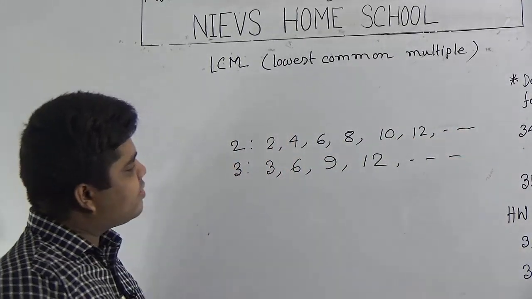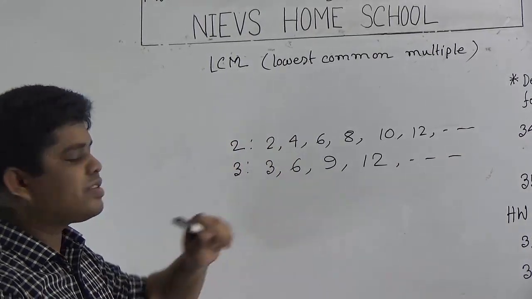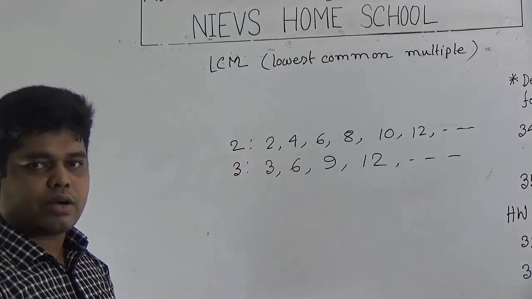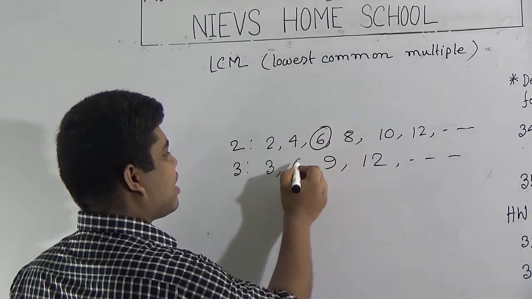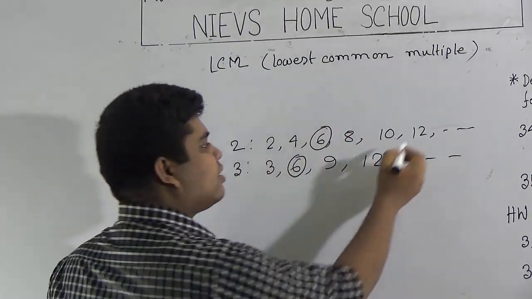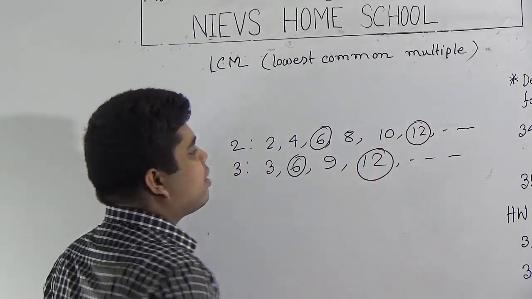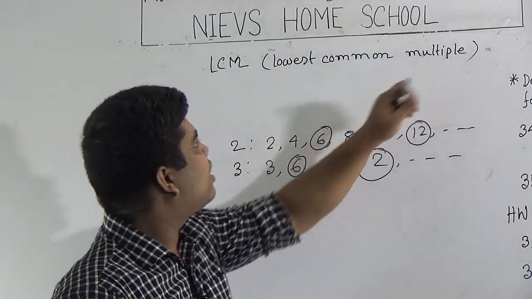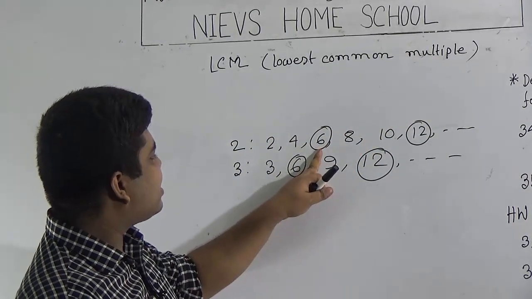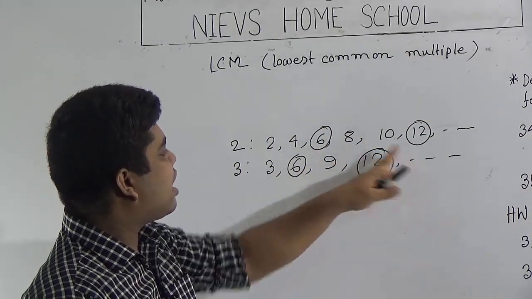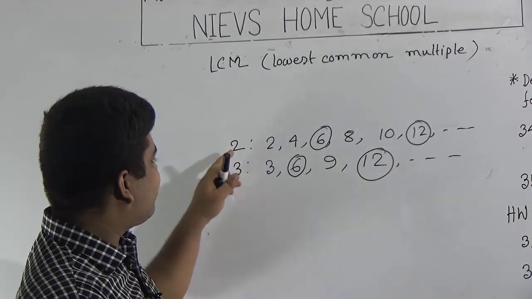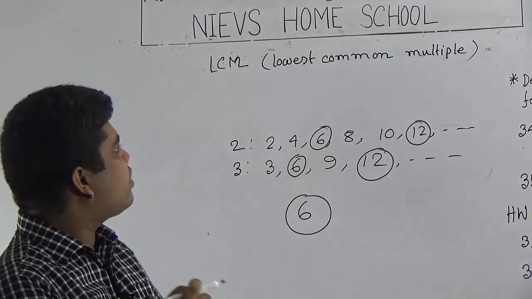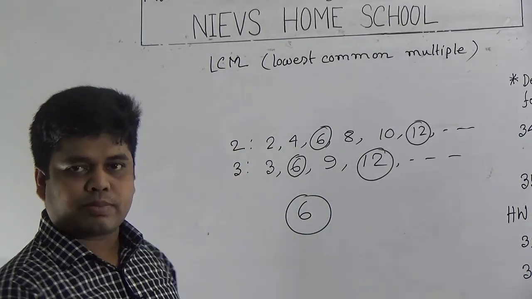My dear students, here we notice which numbers are common in both. That means in 2 and 3 which numbers are common. Here 6 and 6. Here 12 and 12. But LCM means lowest common multiple. That means here 6 is the lowest number among the common multiples. So LCM of 2 and 3 is 6. I hope you understood how to find out the LCM in arithmetic.